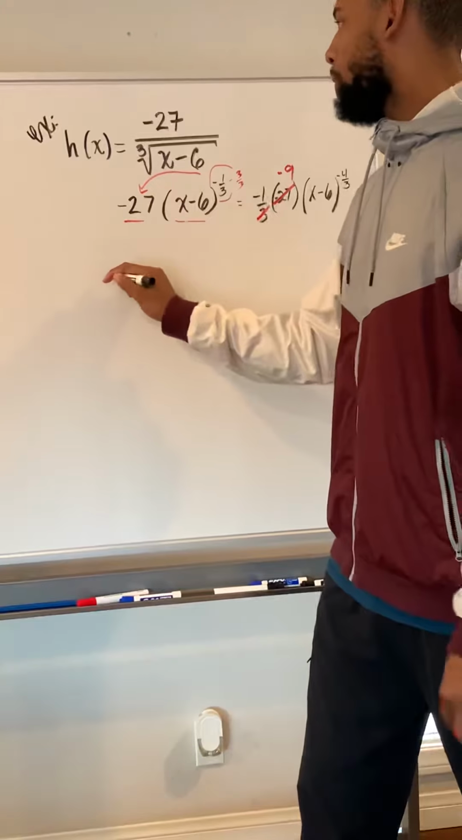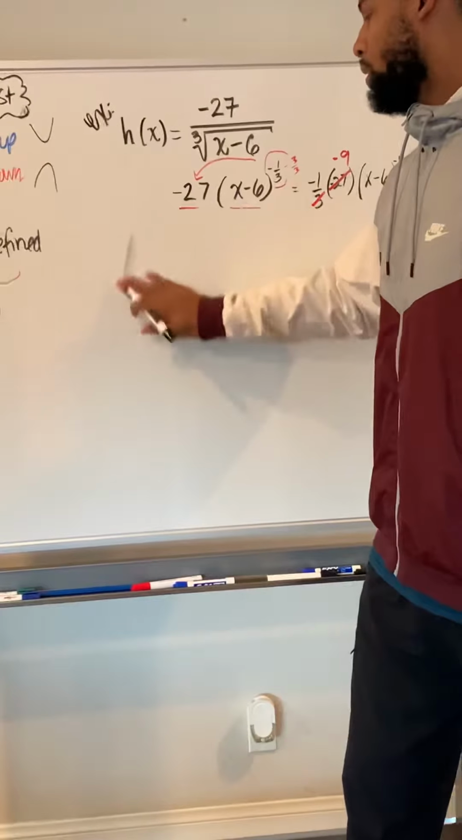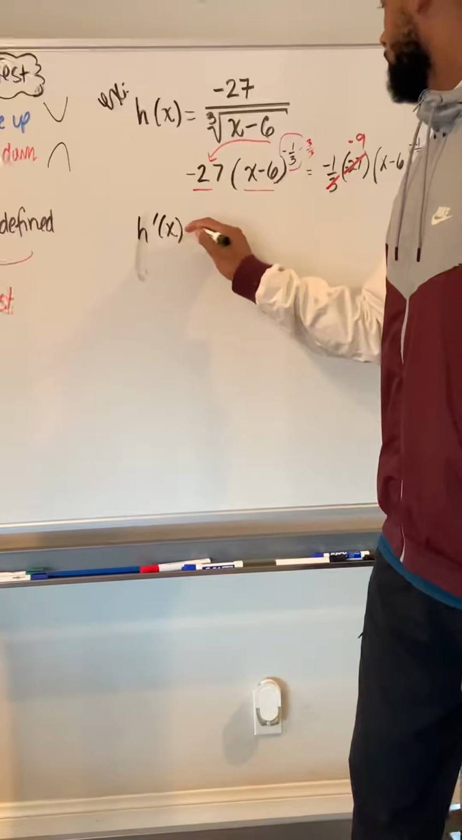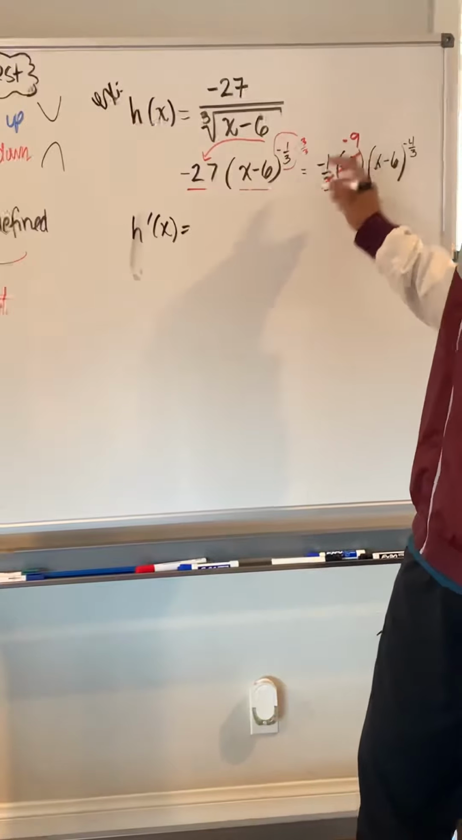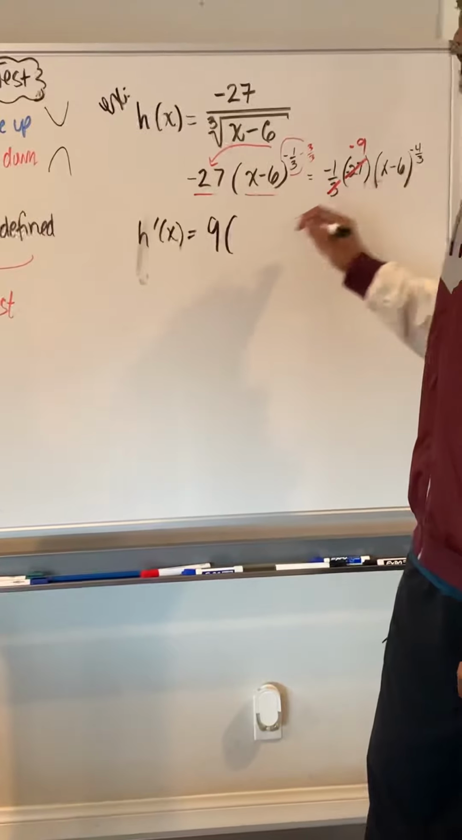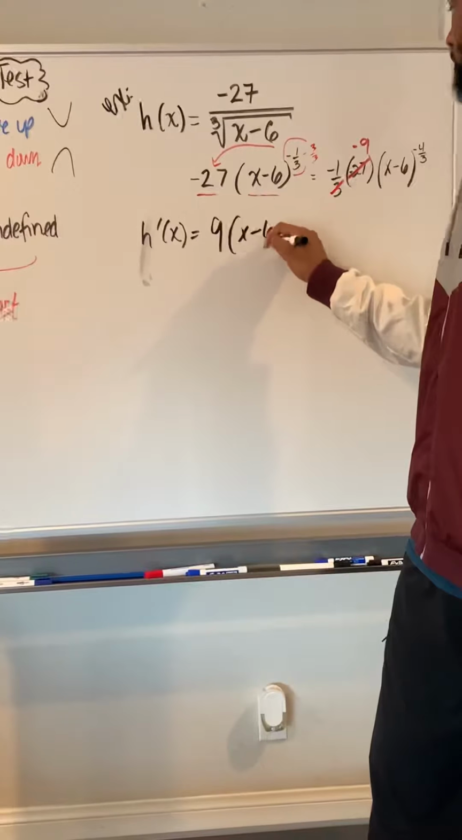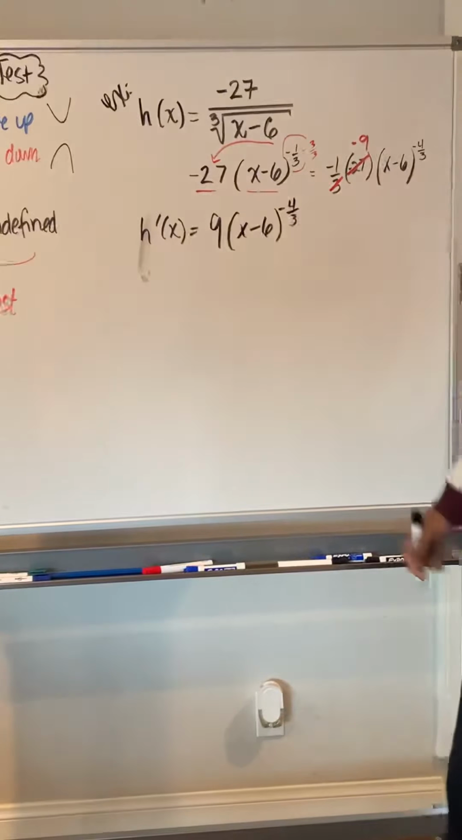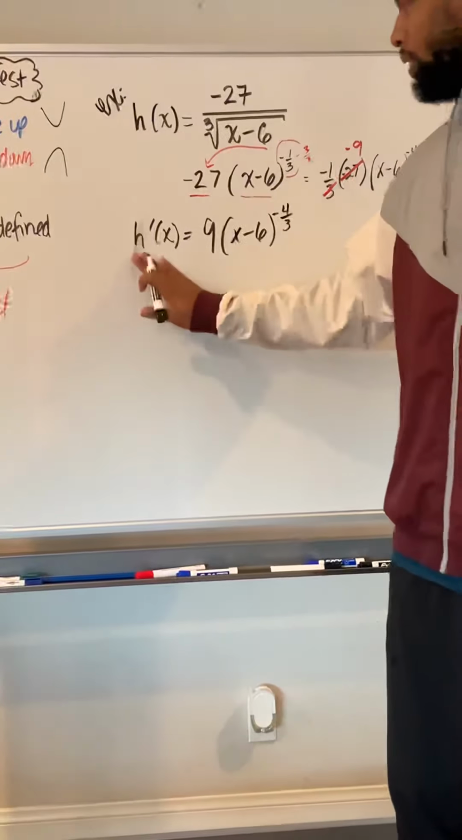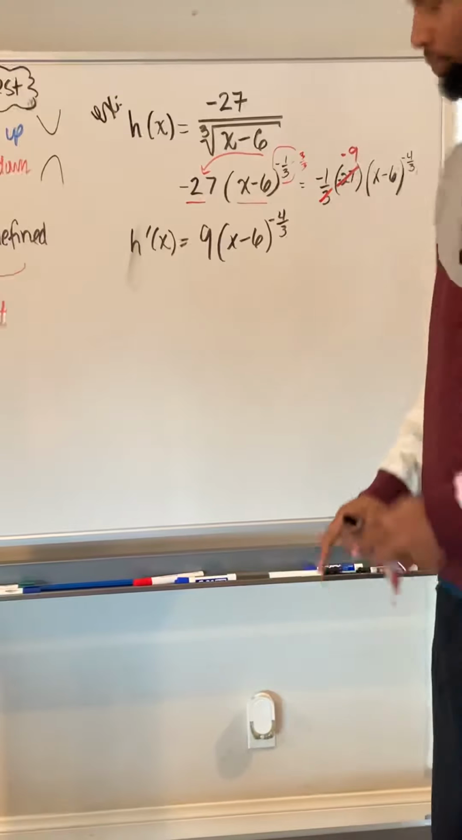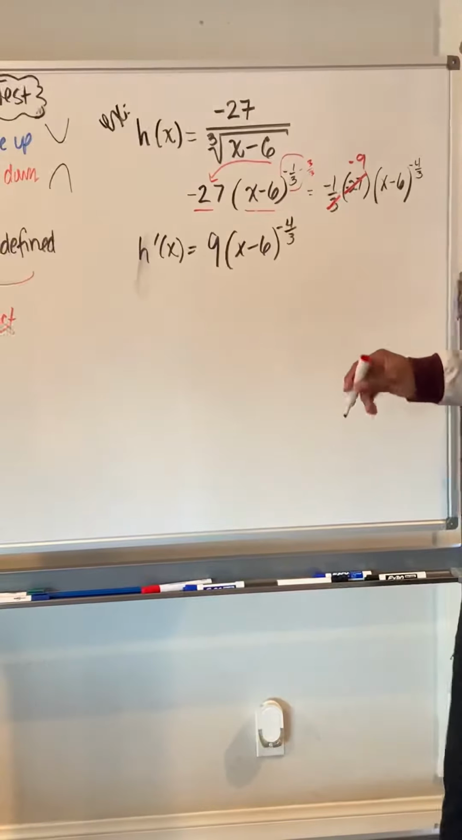All right. So here's my first derivative. Oops. This is h prime of x. That is equal to negative 1 times negative 9, 9 times x minus 6 to the negative 4/3 power. I'm going to take my second derivative now. The same exact thing.